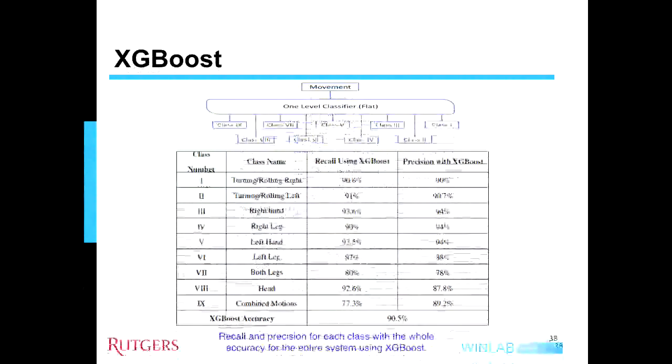The accuracy that we got from the recall and precision for each class is here in this table, and the whole accuracy for the system is 90.5%.